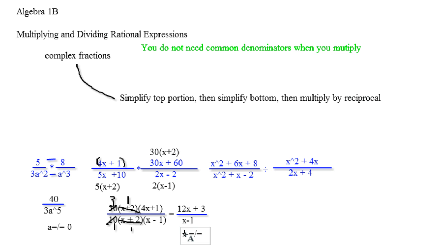Not 2, but negative 2. So not only can x not be 1, but x cannot be negative 2 as well.